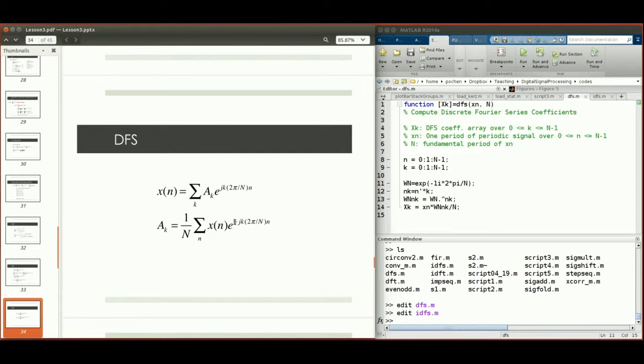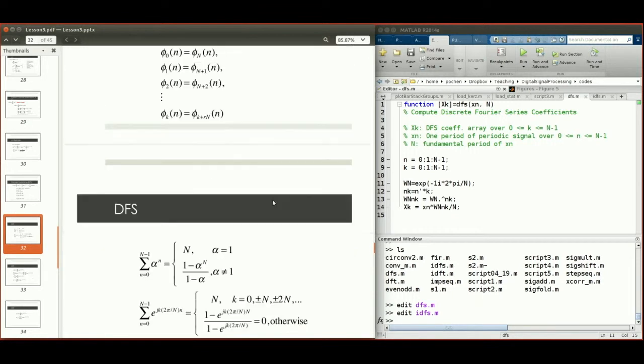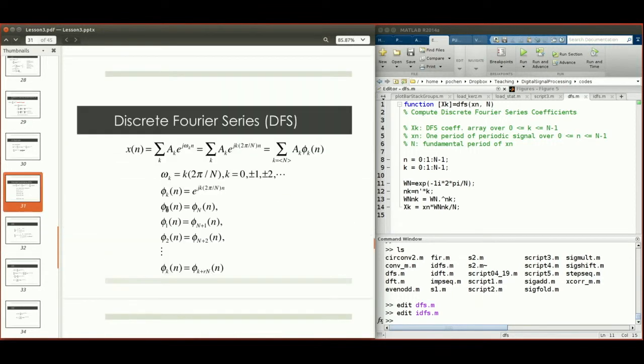And let's take a look at one of the properties of ak. We have looked at phi k, all the complex exponentials, right? We have this kind of important property here: phi k equals phi k plus r times big N. So the function phi is not really unique. It repeats itself according to k.